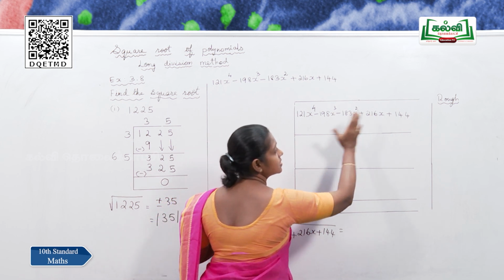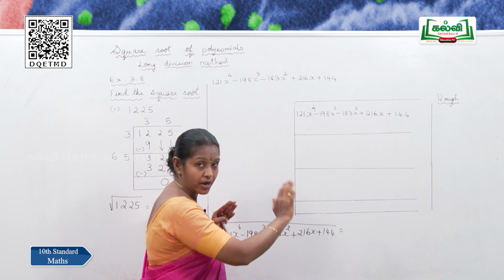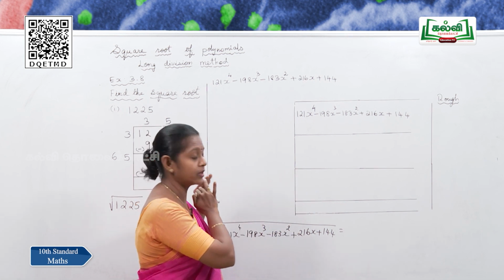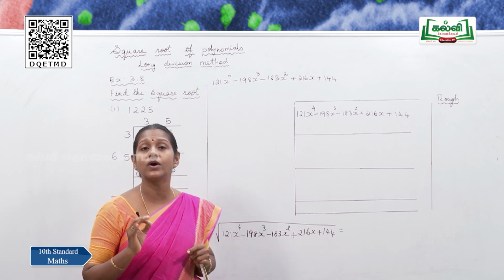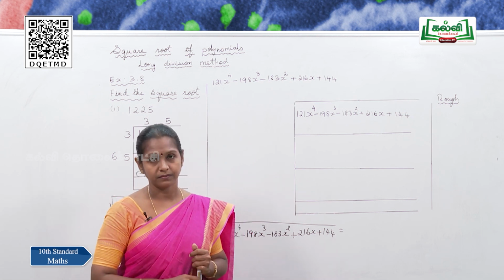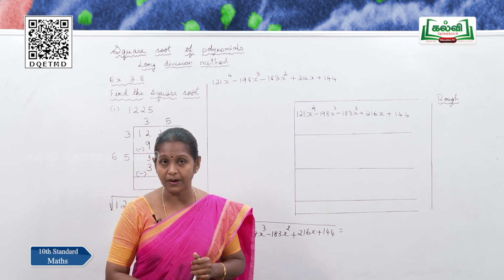That means the last two terms you have to pair, then the next two terms you have to pair. Towards the left you have to go. Okay, remember. Next, at last I have only 121x to the power 4. I have to find the square root for only 121x to the power 4.